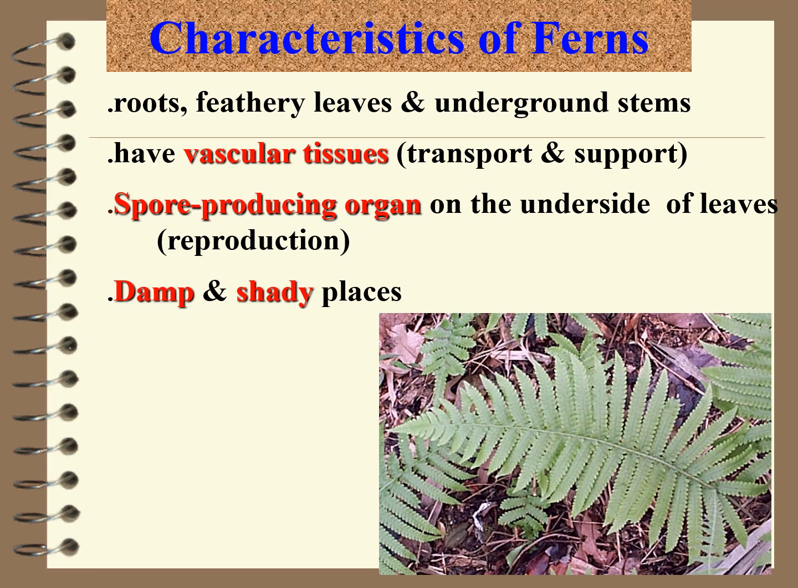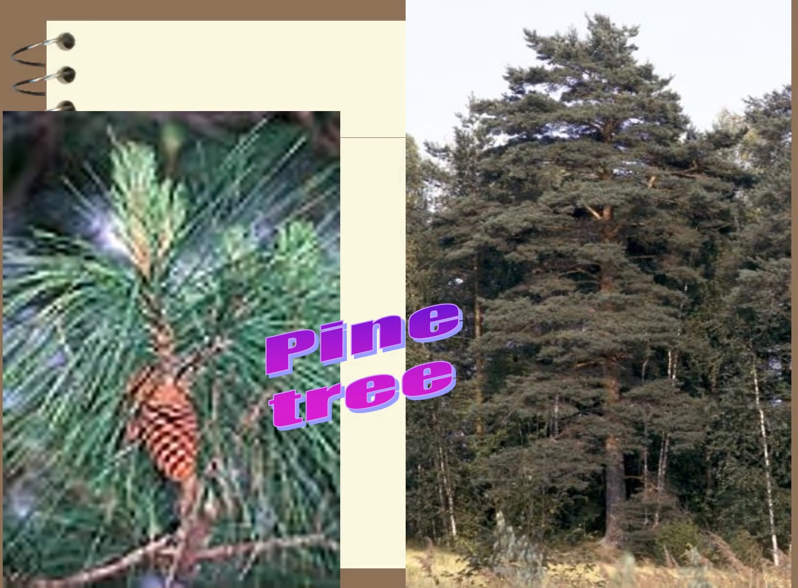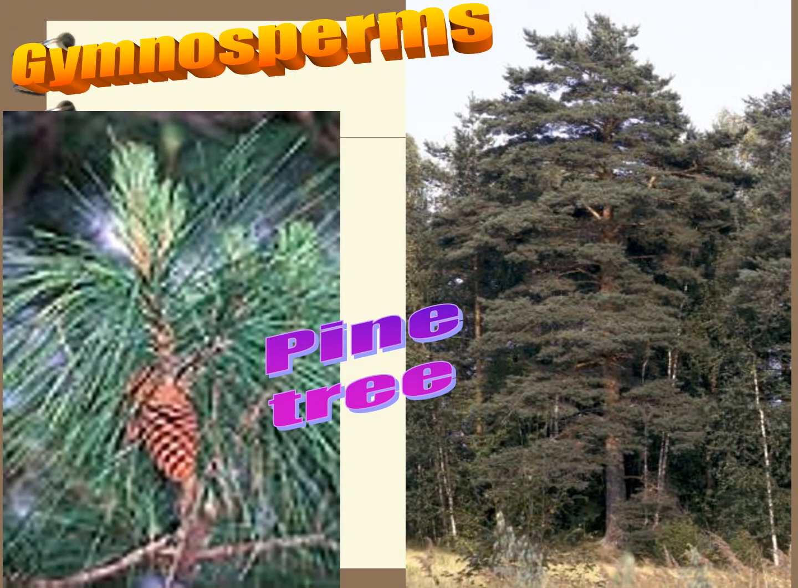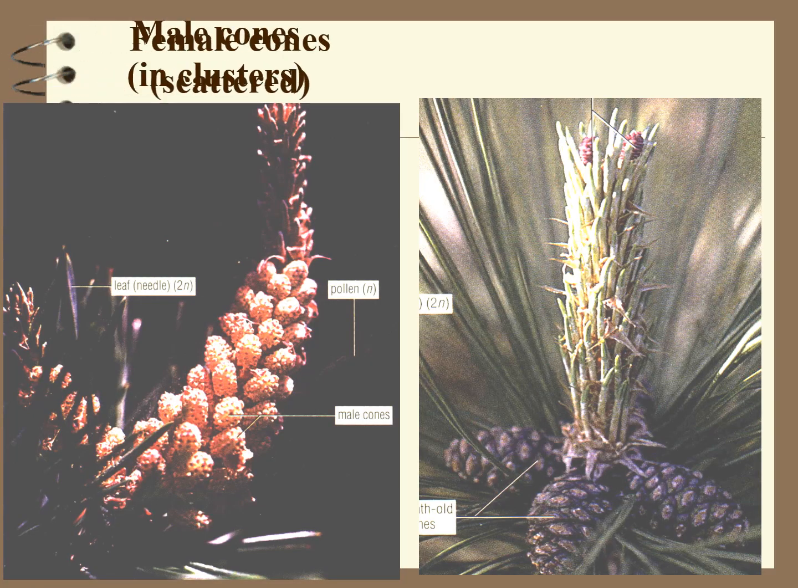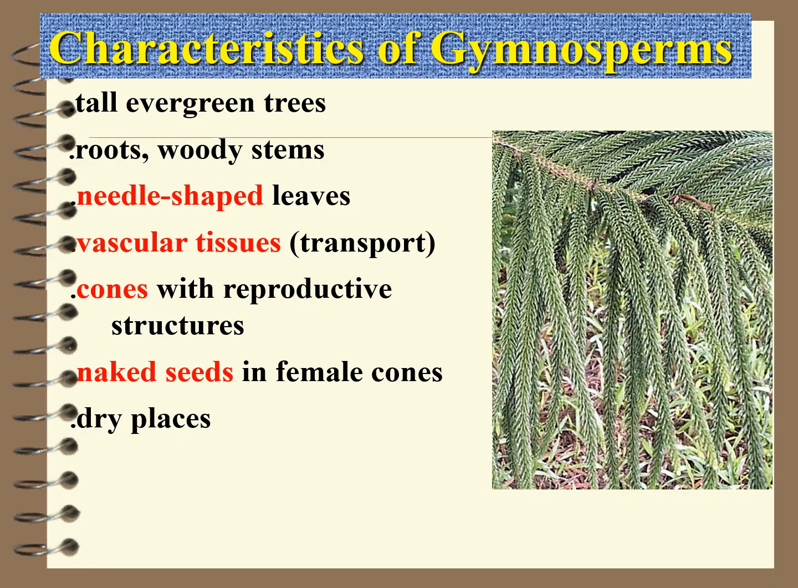Needle-shaped leaves. Male cones, in clusters. Female cones, scattered. Roots, woody stems. Characteristics of gymnosperms. Needle-shaped leaves. Tall evergreen trees. Cones with reproductive structures. Dry places. Vascular tissues, transport. Naked seeds in female cones.